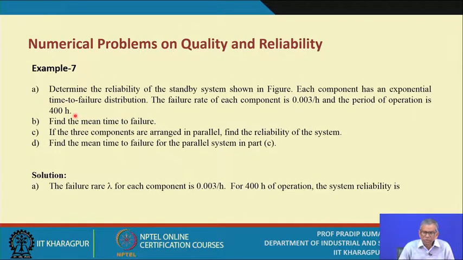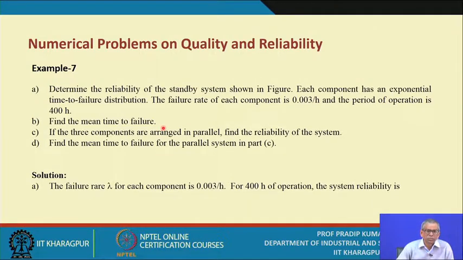Find the mean time to failure. Okay, so you have to apply a formula, and then you have to compute this value. If the three components are arranged in parallel, find the reliability of the system. Is it okay? And the last one is find the mean time to failure for the parallel system in part C. Now here one point I would like to highlight, most of the time we are computing the value of, say, the mean time to failure. Is it okay? System wise, component wise, we are calculating this one.